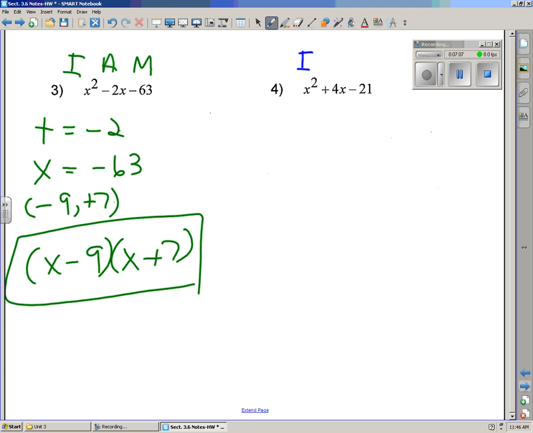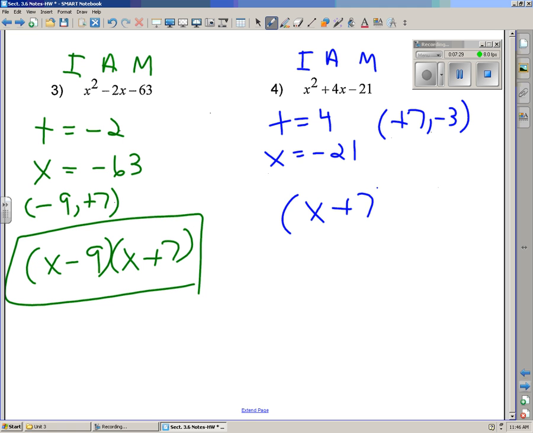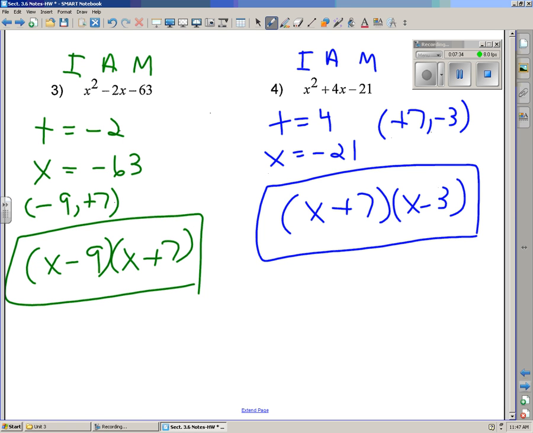On 4, I have to add to a 4. I have to multiply to a negative 21. Multiplies to a negative, signs are different. The numbers that are going to do that would be positive 7 and negative 3. Almost got the sign issue there, so be careful with your signs. Very easy to mess these up. So then my final answer becomes parenthesis with an x plus 7 and a parenthesis with an x minus 3. Again, feel free to FOIL these out to check your answers, but if you're doing this work on the side, you should be fine.